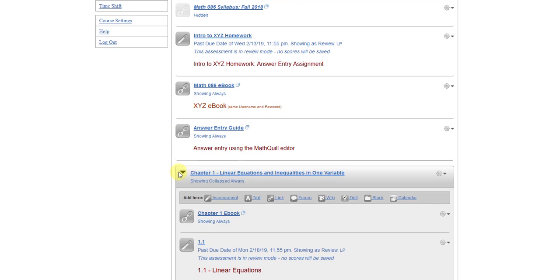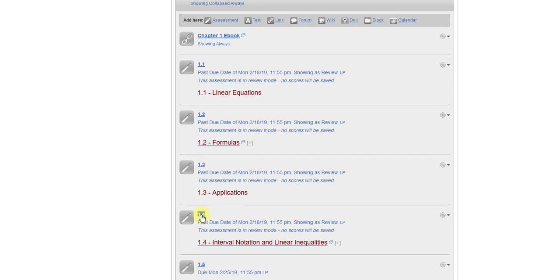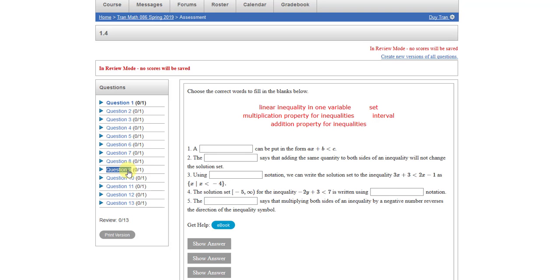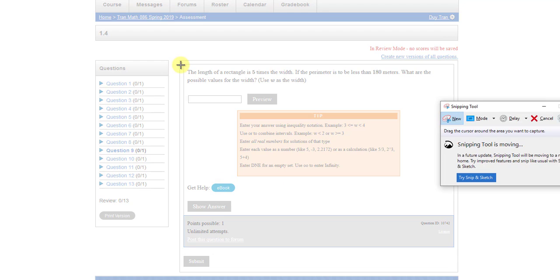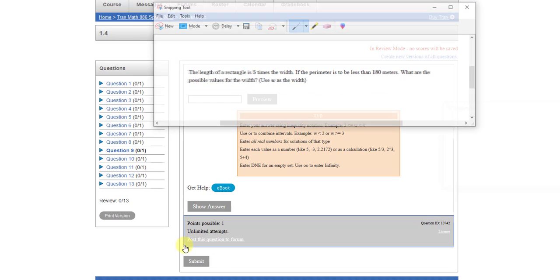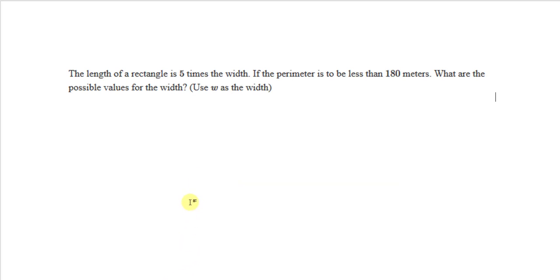So 1.4 question 9, which is right here. Let me copy the question to Word, and then we can work from here. The length of a rectangle is 5 times the width. We know the length is 5 times the width. If the perimeter is to be less than 180 meters, what are the possible values for the width?